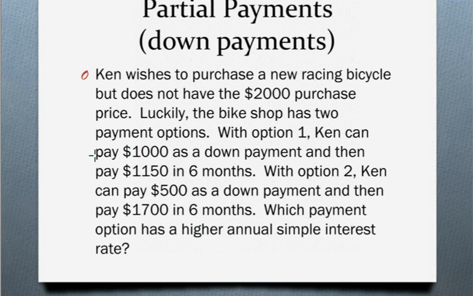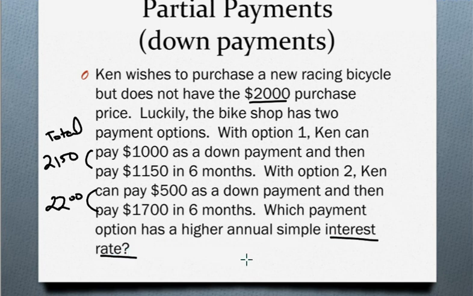Well, if we just look at this, total, he's paying $2,150 for the bike, and here his total is $2,200. So he's paying more money with the second option. That is very apparent, hopefully. You just add the two up, and he's paying $2,200 for a bike that really only costs $2,000. But because he's spreading out his payments, he has to pay interest on this. But that's not what the question says. It doesn't say which one is he paying more for. It says which payment has a higher interest rate.